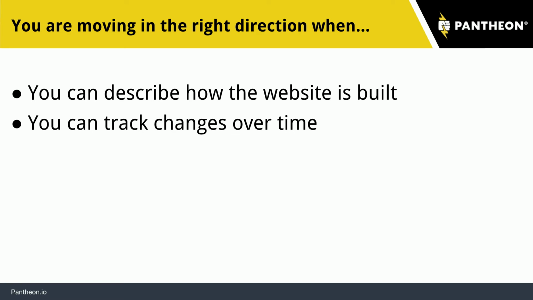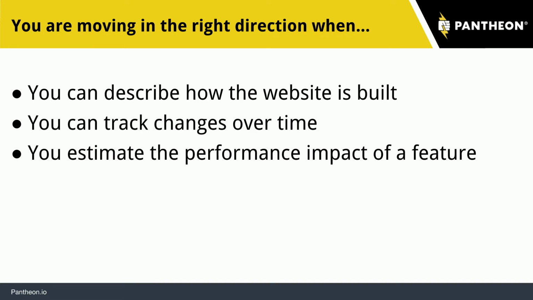If I can track changes over time, if I know the site was loading at this speed a year ago and it's loading at this speed now, that's going to help me reason about what aspects of my site have changed, what's making the site slower or faster. If you can estimate in advance the performance impact of a feature, if you can look at the performance impact of a photo gallery on one site that you built and then estimate the performance impact of the photo gallery on the next site, that's going to give you more tools for having those conversations, because this problem of performance isn't something that you can solve alone.